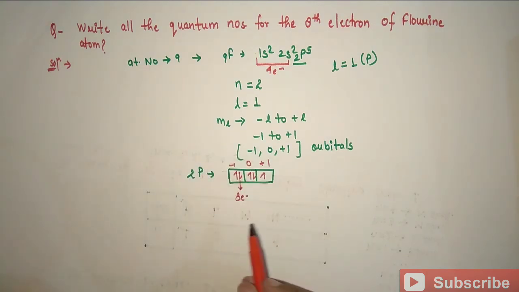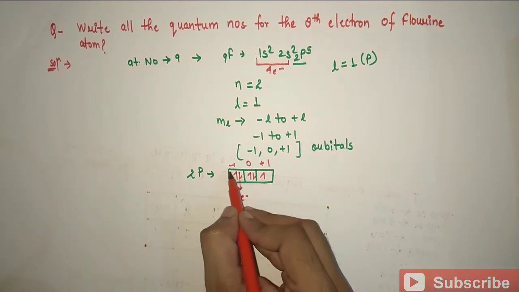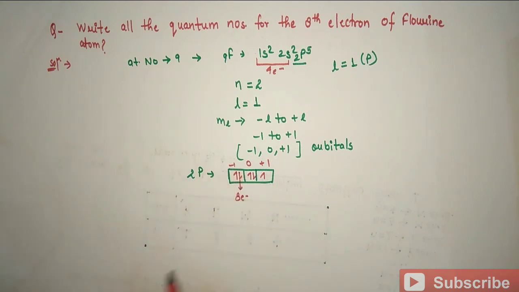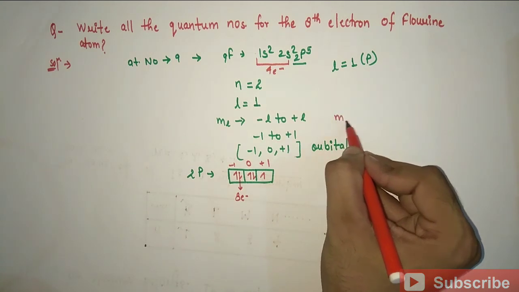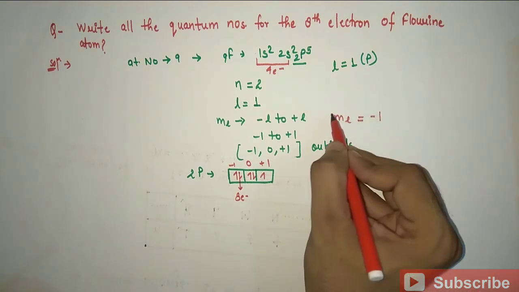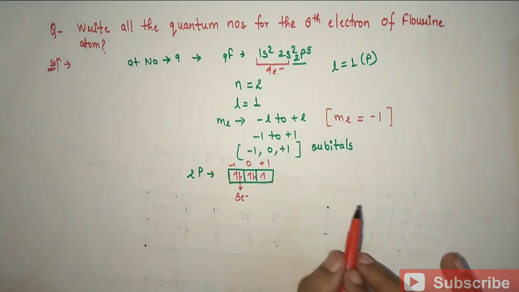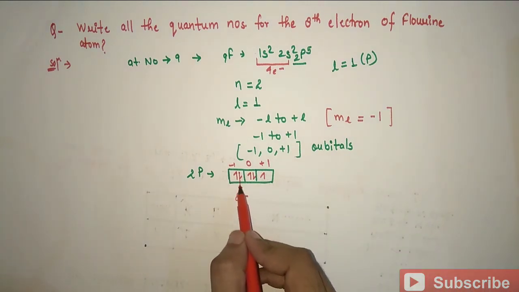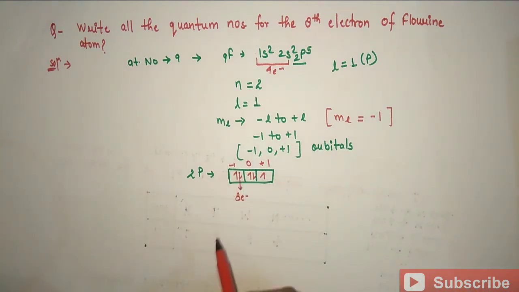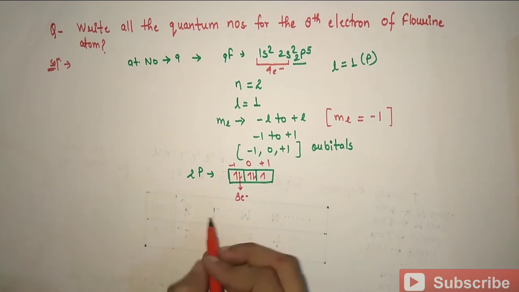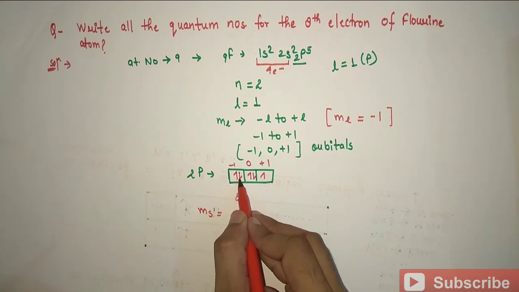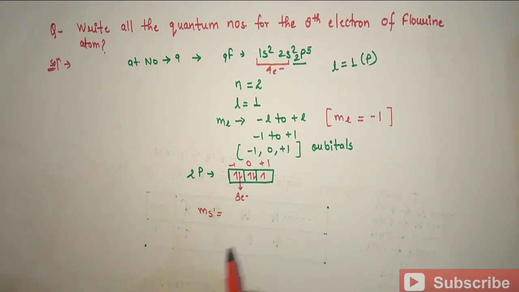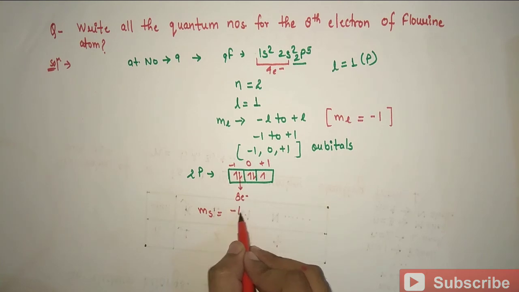Now since the 8th electron is present in this minus 1 orbital, out of these 3 values the ml will have only the minus 1 value for the 8th electron of the fluorine atom. And for the spin quantum number, since the 8th electron has anti-clockwise spin, and anti-clockwise has minus half, the value is minus half.